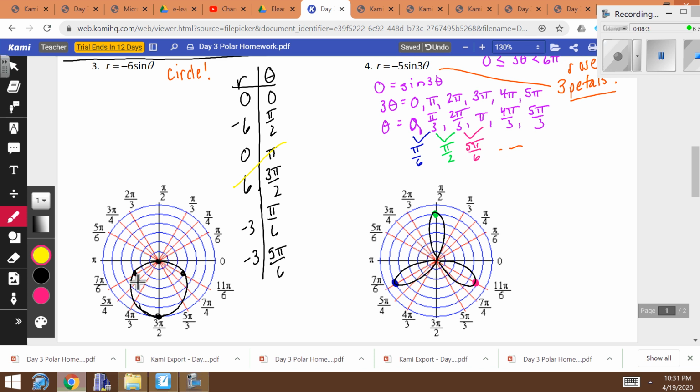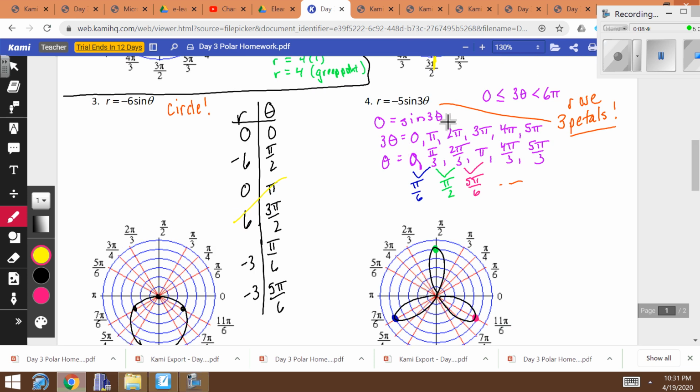Again, those give us just some better points to help us round out that circle. Number 4, we know this one's a rose with 3 petals. So once again, the same kind of process. We just want to know where the sine equals 0, but we're going all the way up to 6 pi. So I have all my values here.